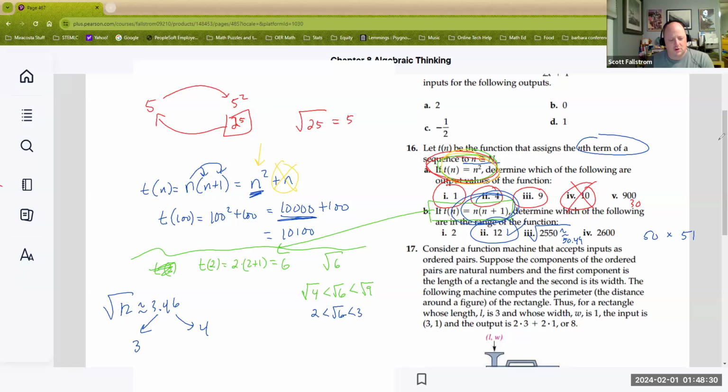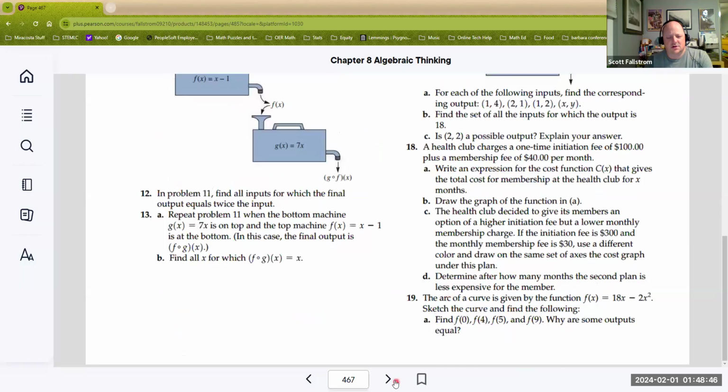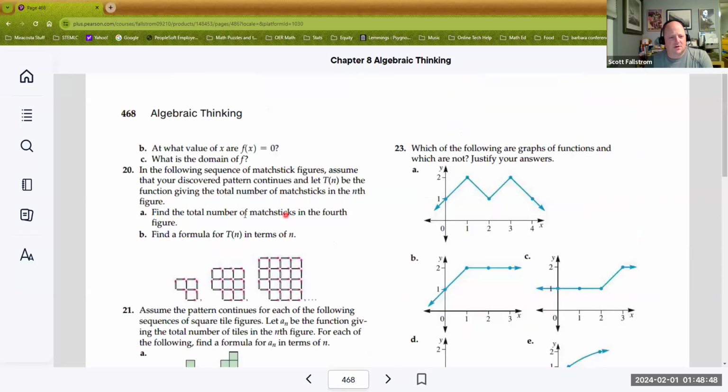Cool, cool, cool. All right, let's see here. Oh, let me clear my drawings. All right, numbers 20, 21, and 23. Okay, let's take a look. Number 20, not on this page. Next page. Number 20. Find the total number of matchsticks in the 4th figure.